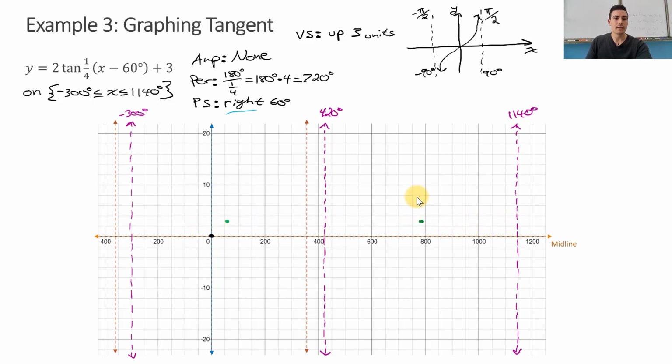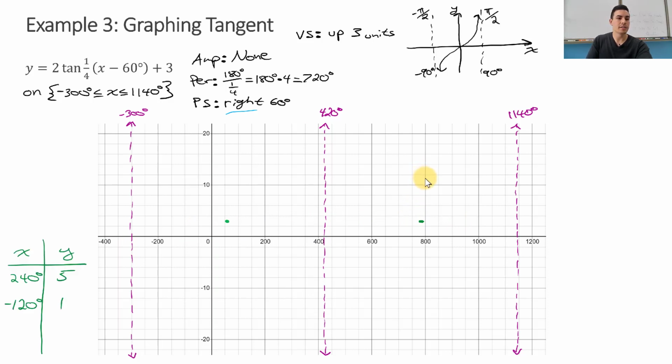So then let's get rid of those references, and we're going to create a very small table for our tangent, and I'm just going to pick the midway points here. So I'll go 240 degrees, that'll be right about here somewhere, and then negative 120 degrees. So that's the midway between my starting point and my vertical asymptotes. That's just the midway points. You don't have to, but that's a pretty good choice for picking the x values to plot.